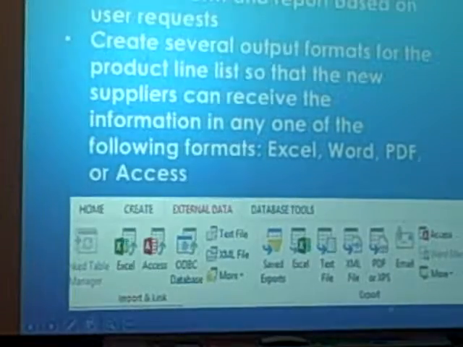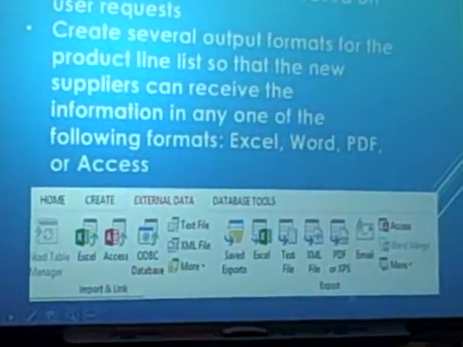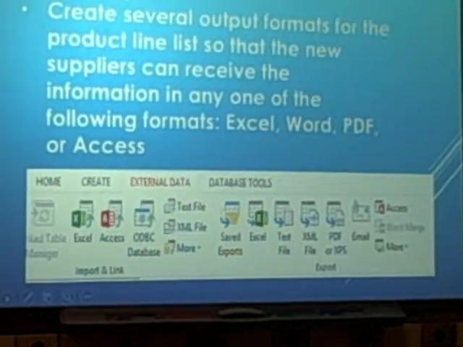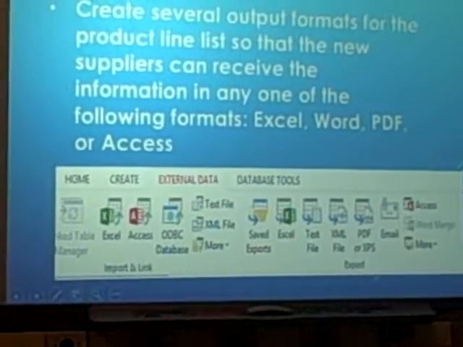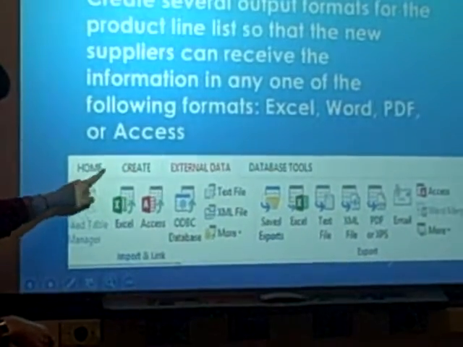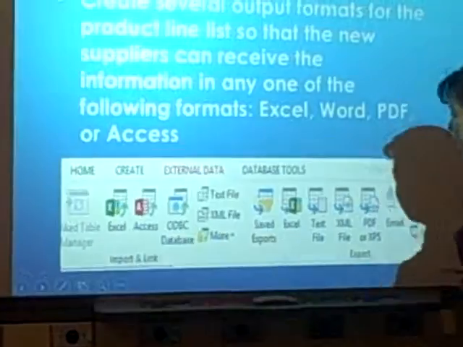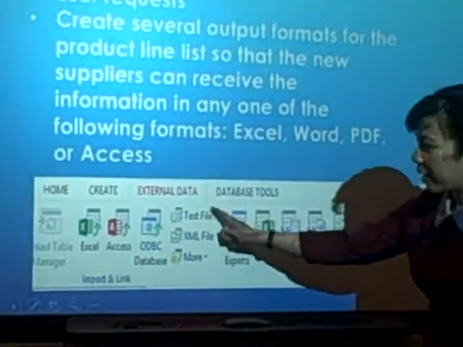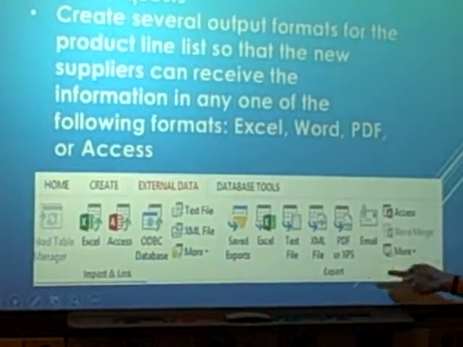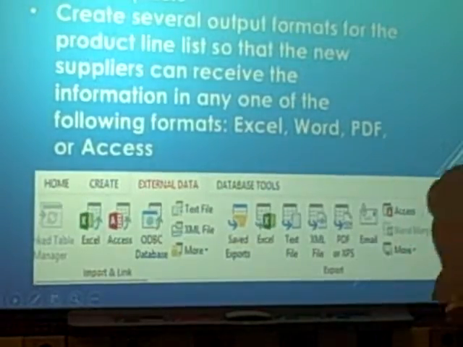And also with the practice exercise, how to create a formal report based on user requests, with several output formats for the product line, and how to export the file from the database to other kinds of formats, for example, Excel, Word, PDF. And here on the toolbar, we have the external data and database tools. Here you can see you can import Excel or Word, anything, into Access. And also you can export from Access to many other kinds of files.